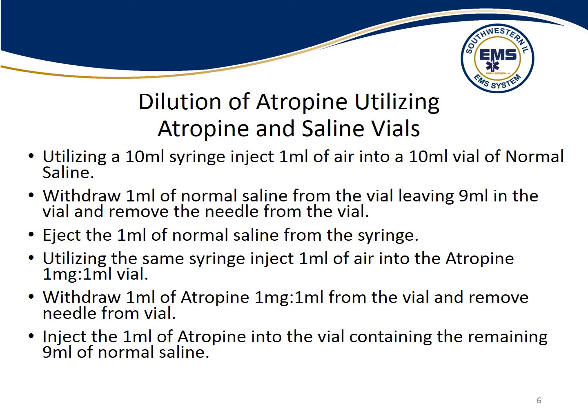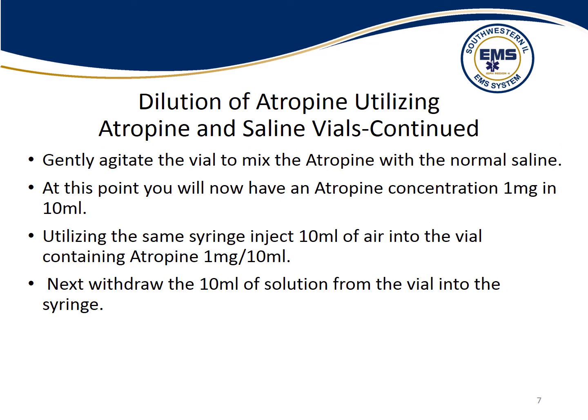Use an alcohol pad to swab the rubber stopper on the atropine vial. Utilizing the same syringe, inject 1 milliliter of air into the atropine 1 milligram per 1 milliliter vial. Withdraw 1 milliliter of atropine 1 milligram in 1 milliliter from the vial and remove the needle from the vial. Use an alcohol pad to swab the rubber stopper on the normal saline vial. Inject the 1 milliliter of atropine into the vial containing the remaining 9 milliliters of normal saline. Next, you will gently agitate the vial to mix the atropine with the normal saline. At this point, you will now have an atropine concentration of 1 milligram in 10 milliliters.